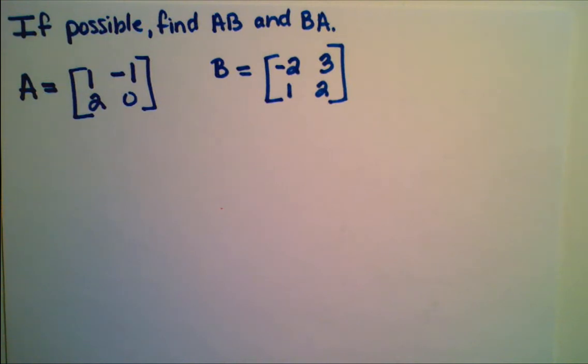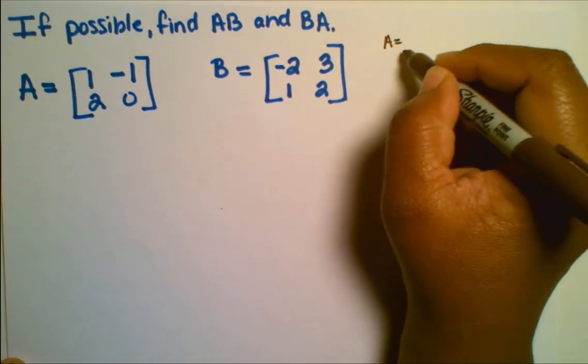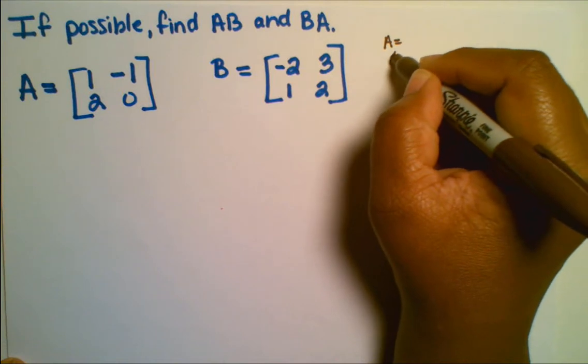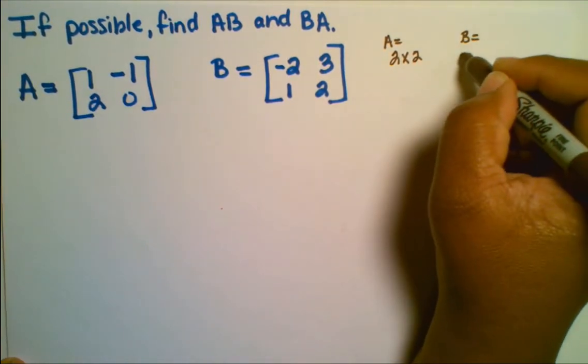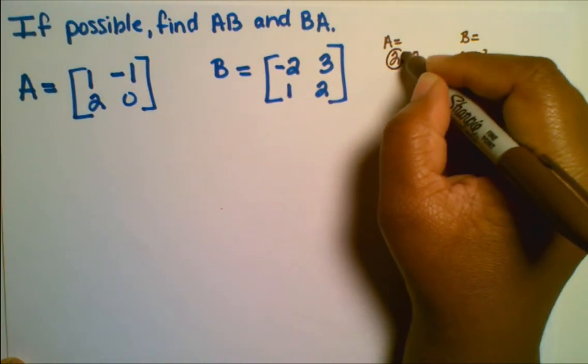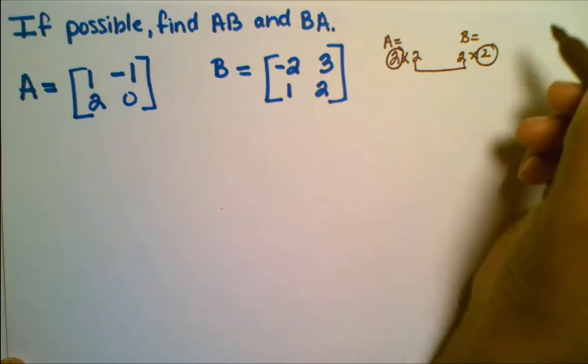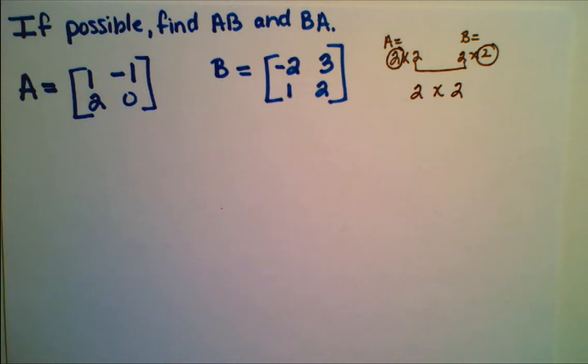Since we're multiplying, we want to make sure our dimensions are compatible. Matrix A has the dimensions 2 by 2, and matrix B has dimensions 2 by 2. So these are the same, and our solution is going to be in the form of a 2 by 2 matrix.